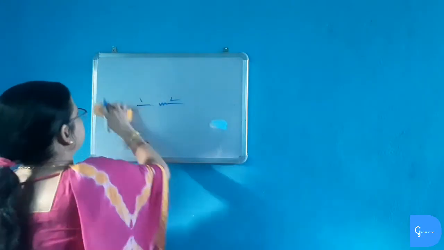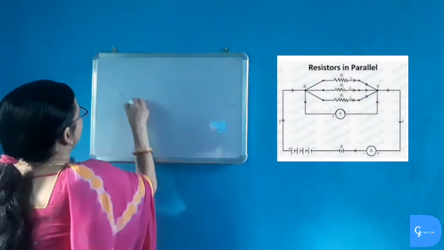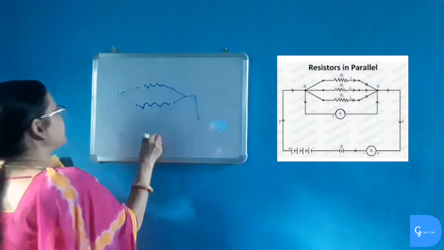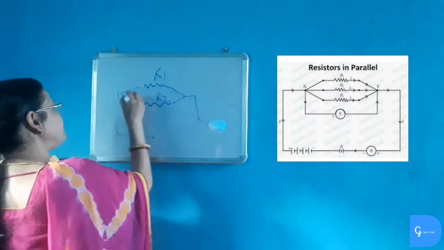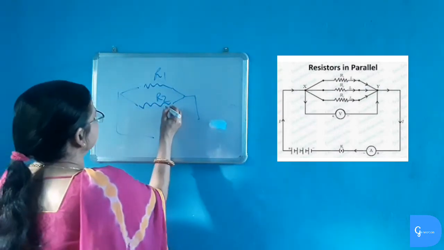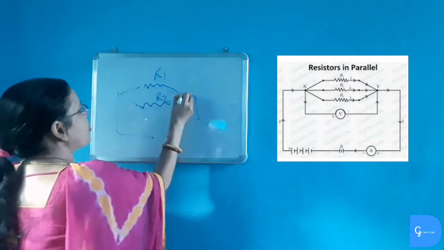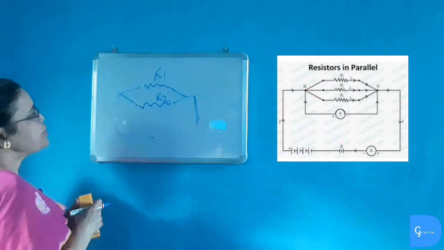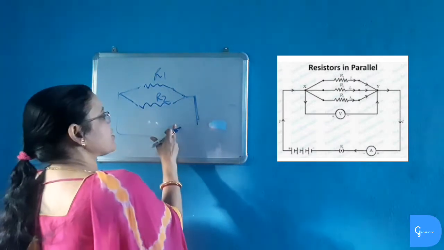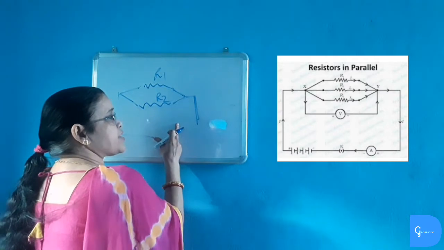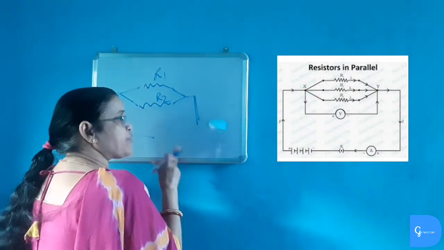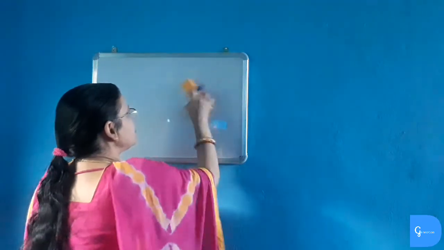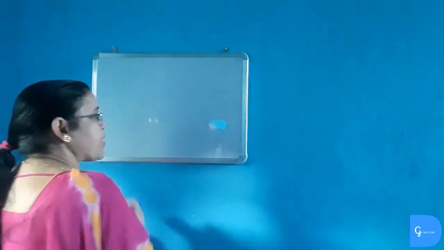And when the resistances are connected between two points, then they are said to be connected in parallel. This is the resistance R1, this is the resistance R2. They are connected at the same points, and so their resistance is parallel. In parallel resistance what happens? I told you that in parallel connection the resistance in the circuit is decreased and the current flowing is increased. Now we will study one by one the series connection of resistances and the parallel connection of resistances.